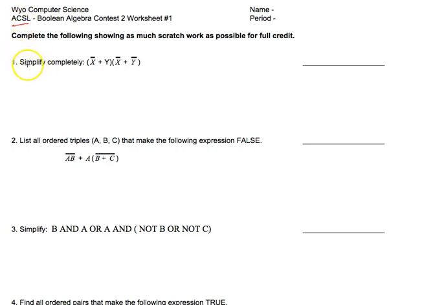So here's an expression that we're supposed to simplify. Well, on Boolean algebra operands, you can apply the distributive property. So I rewrite that expression using a good old-fashioned FOIL. And we have something like this.